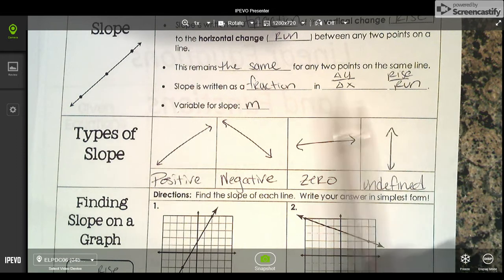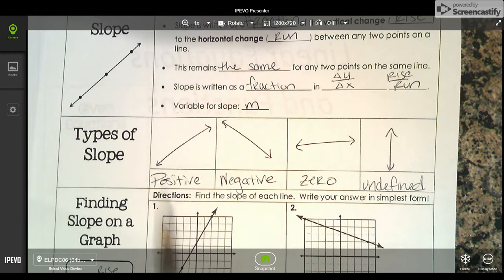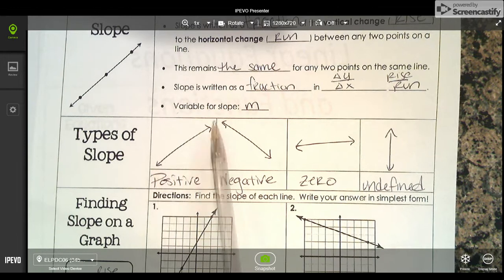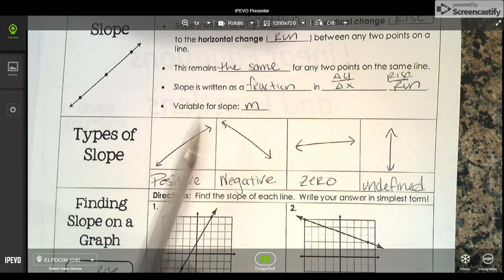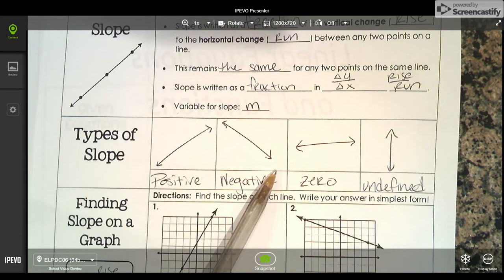All right, so when we are finding slope of a graph, it is the change in the y's, which is rise, so when you go up, over the change in x's, which is the run. And then if you're reading left to right, if it's going up or increasing, it's going to be a positive slope. If from left to right, if it's going down or decreasing, it's going to be a negative slope.